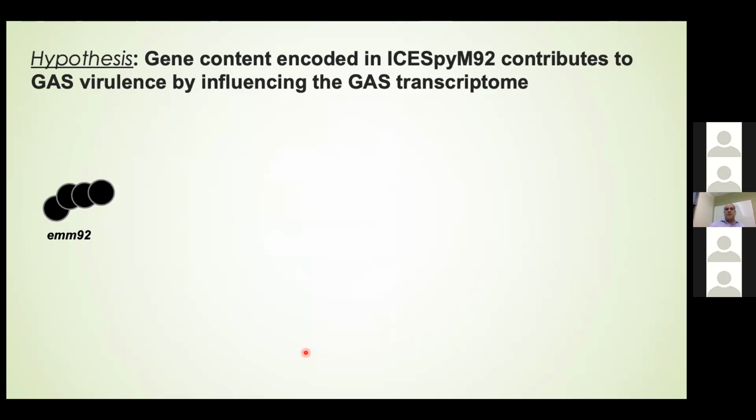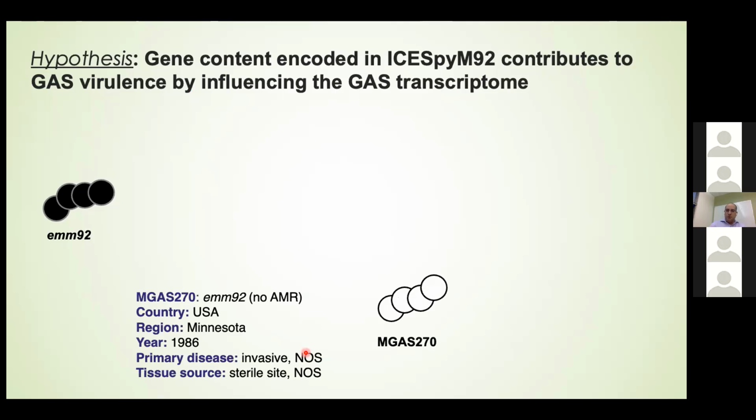So our hypothesis then was that the gene content encoded by ICE-M92 is contributing to GAS virulence by influencing global gene expression in GAS. To test this hypothesis, first we wanted to compare contemporary M92 isolates to a historical isolate that is susceptible and of a similar genomic background.